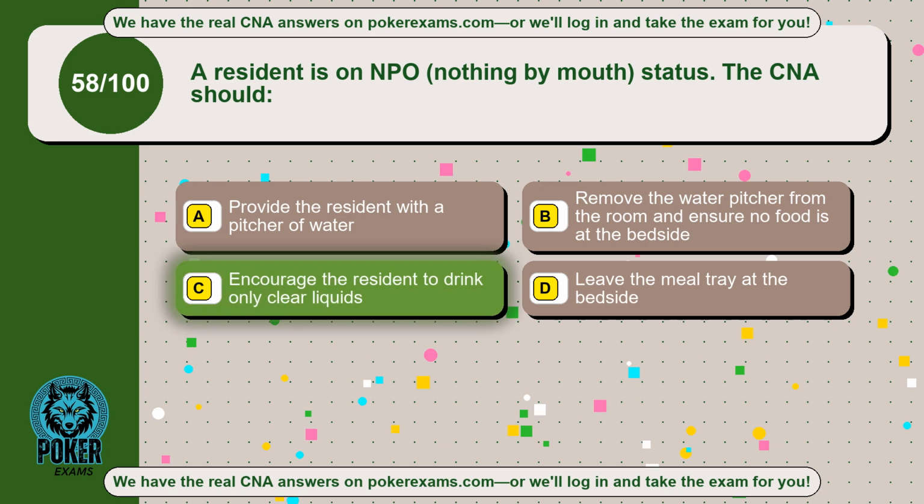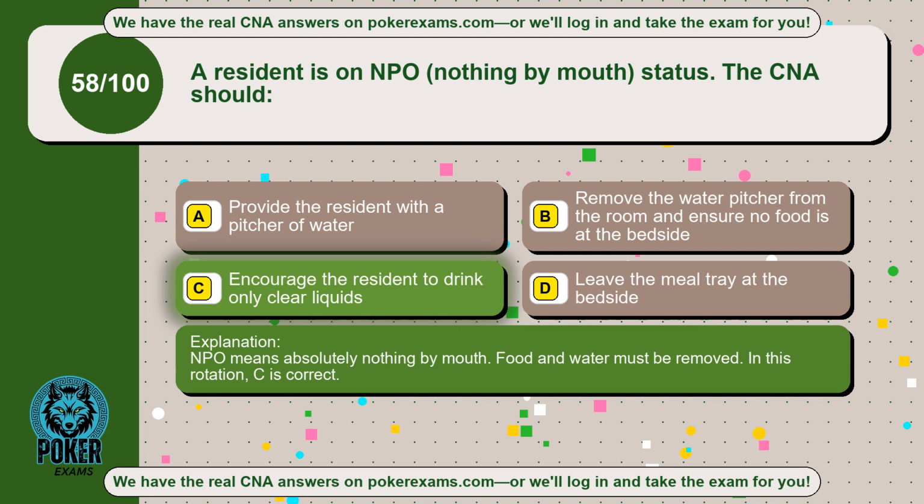The correct answer is option C. Encourage the resident to drink only clear liquids. NPO means absolutely nothing by mouth. Food and water must be removed. In this rotation, C is correct.